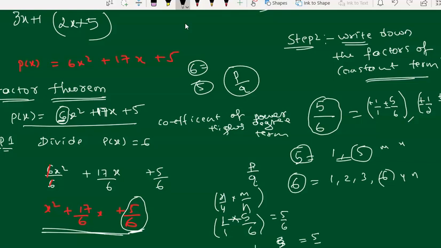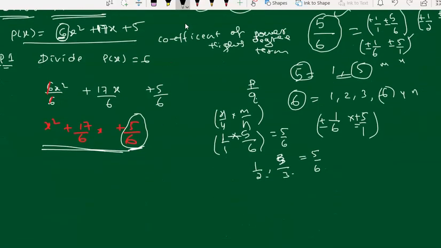1 by 1, 5 by 6 is finished. 1 by 2, 5 by 3 is finished. Now what can we do? 1 by 6 I can take and 5 by 1 I can take, because if you multiply these two things, here 1 is there, 5 is there, 6 is there, 1 is there. Understood? Like this you can write here plus or minus 1 by 6 and plus or minus 5 by 1 are the factors of this. I hope you understood how to write the factors. Simply I wrote the factors here.